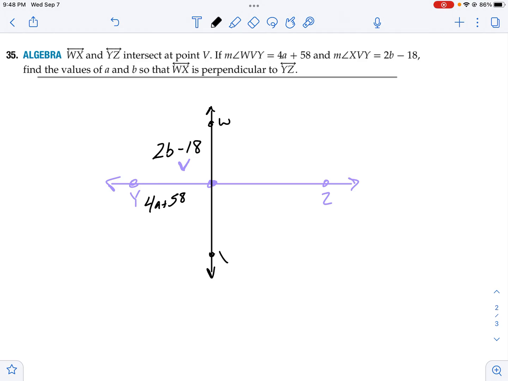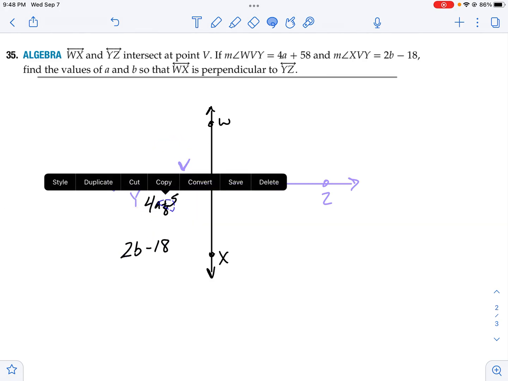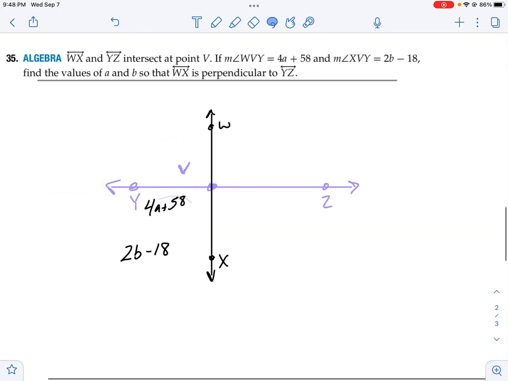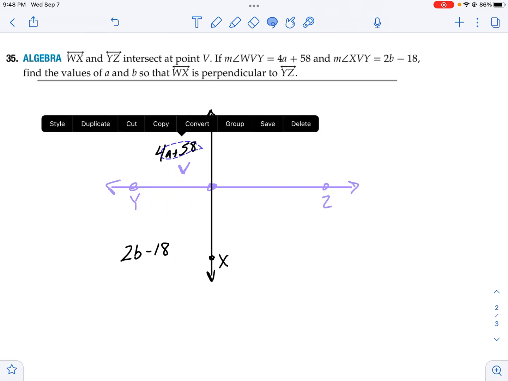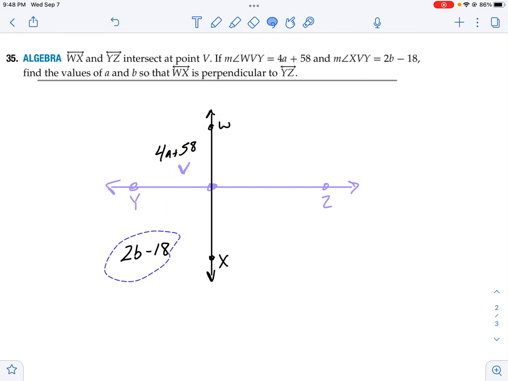So that's WX. I'm going to move this around. I changed the letters' order. WVY is 4a plus 58. XVY is 2b minus 18. I need to find the values of a and b so that WX is perpendicular.